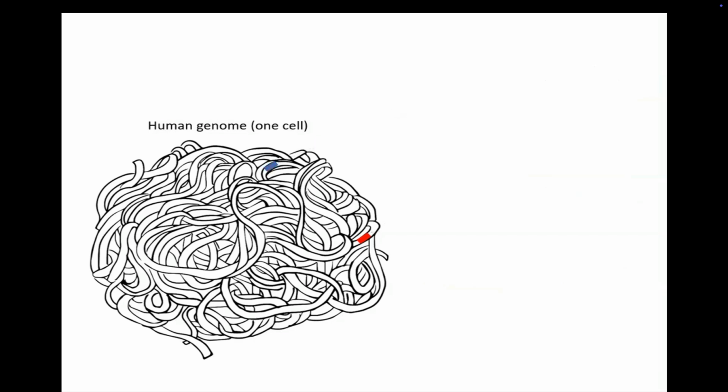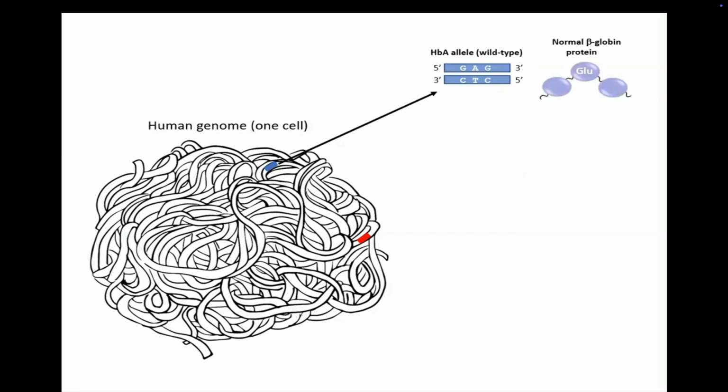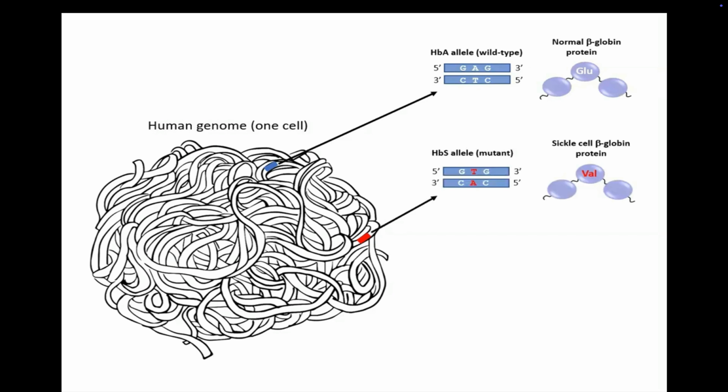And finally, a person could have one of each of the alleles, so they would make wild type, normal beta globin protein, and also the sickle cell version of the beta globin protein. So their genotype would be heterozygous, HBA, HBS. And the phenotype is what's known as sickle cell trait. In heterozygous individuals, only under extremely poor oxygen conditions do they show some symptoms of sickle cell disease.